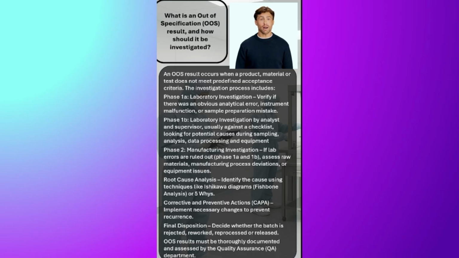If lab errors are ruled out, then it's Phase 2, investigating the manufacturing process, raw materials, or equipment. Root cause analysis tools, like the Ishikawa diagram or 5 whys, are used. Then corrective and preventive actions are put in place. Finally, QA makes the decision. Reject, reprocess, rework, or release the batch.